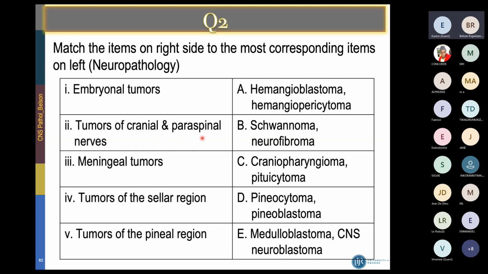So the tumors of the cranial and paraspinal nerves. Which ones here? We touched on this a little, at least one of them we discussed a moment ago. B. Yes, B. At least schwannoma and neurofibroma. These tumors look almost the same and differ in small details. So meningeal tumors among these ones. Hemangioblastoma? It is a meningeal tumor. Also hemangiopericytoma when it is arising in the intracranial cavity, of course. Otherwise hemangiopericytoma is seen in many other places.